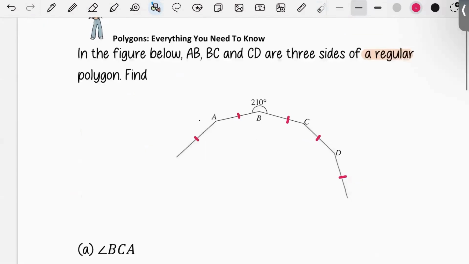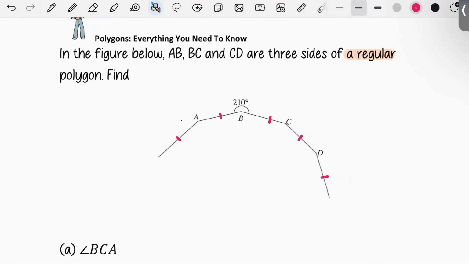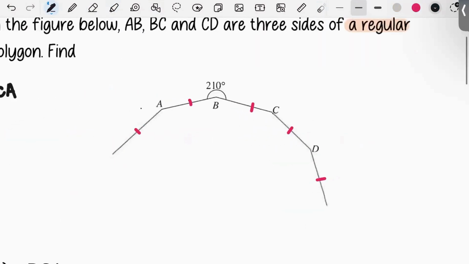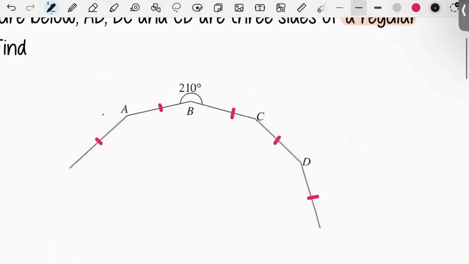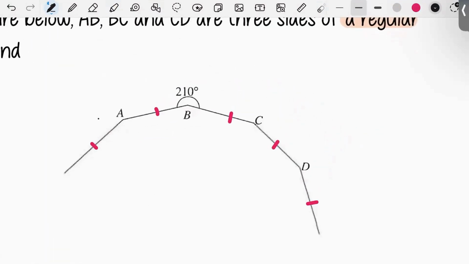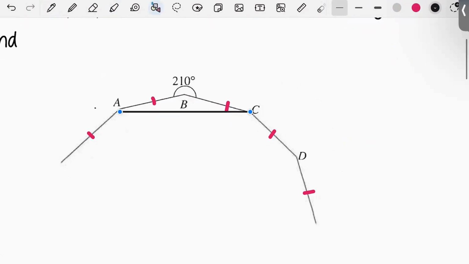And what does this tell you? That means all the interior angles are the same as each other as well. So we're going to look at the first part here. I'm just going to write it. For part A, you want to find angle BCA. So where's angle BCA? I have to join myself, right? So angle BCA will be this way over here. Let me draw it nicely.